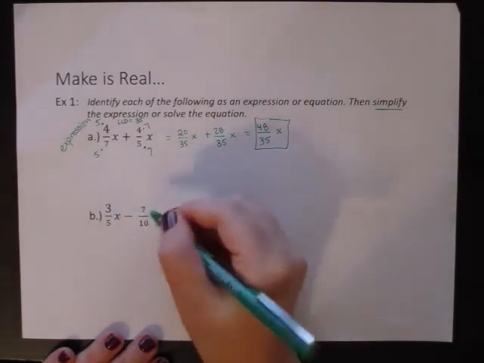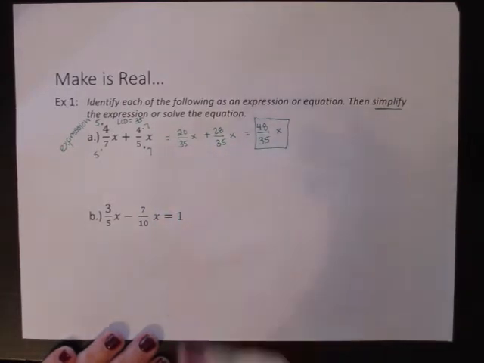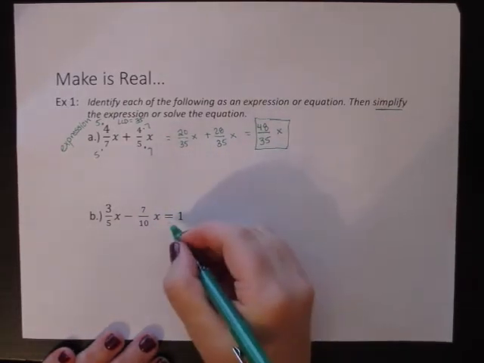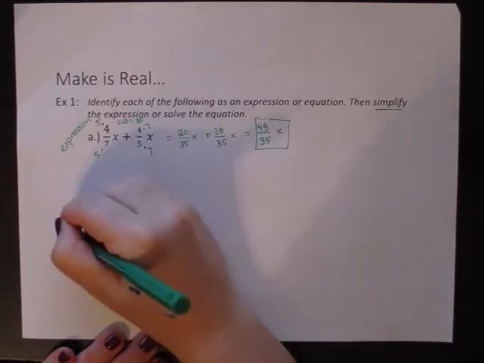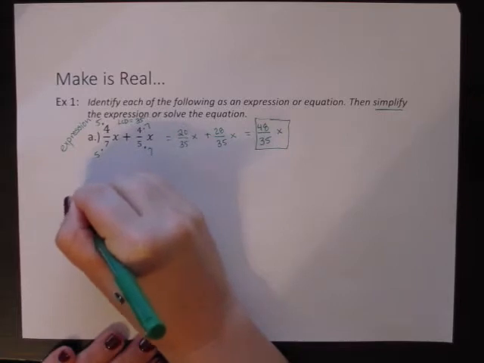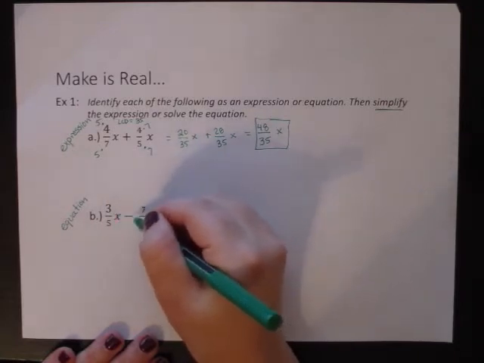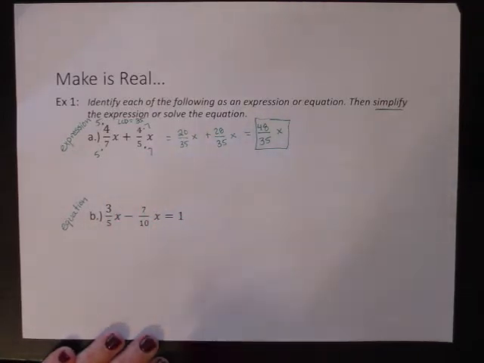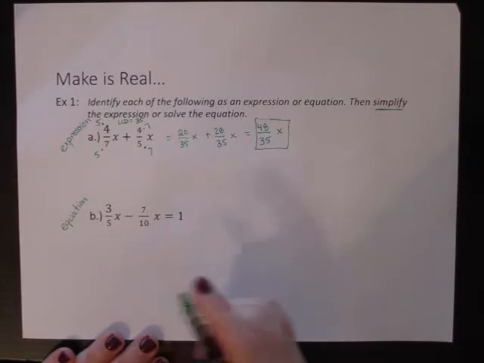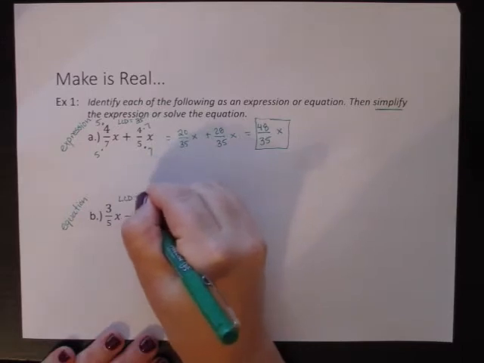So we have 3 over 5x minus 7 over 10x equals 1. Alright, for this one, we see an equal sign. And whenever we see an equal sign, we call that an equation. I do expect you to tell me on your homework for the first couple if it's an expression or an equation. So we have 3 over 5x minus 7 over 10x equals 1. Again, when we add fractions, we have to make sure we have the same denominator, which we don't, so we have to figure out what our LCD is.